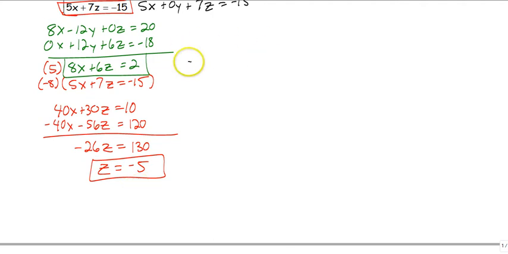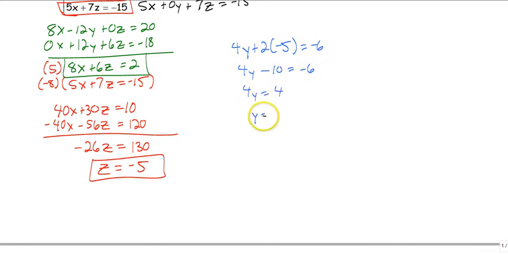So I'm going to take any one, you can take any one you want. So let's do the 4y and 2z equals negative 6. 4 times y plus 2 times negative 5 is equal to negative 6. 4y minus 10 is equal to negative 6. 4y is equal to positive 4 when you move that over. y is equal to 1.